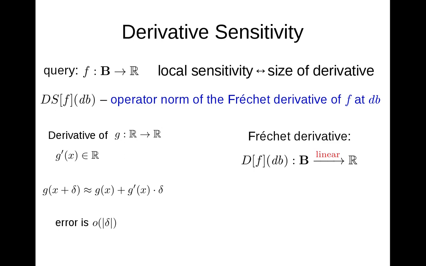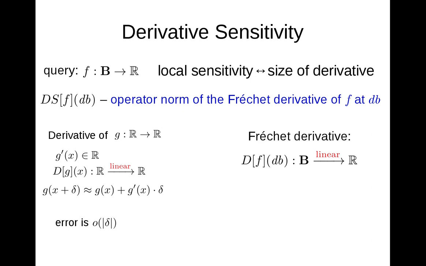Similarly, the derivative of a mapping from a Banach space to real numbers at a certain point db is, well, perhaps not so similarly, a linear operator from the same Banach space to, again, real numbers. Still, it is rather similar if we reword the usual derivative a little bit. So instead of considering this g prime of x as a real number, we could think of this derivative again as a linear mapping from real numbers to real numbers. And well, the only linear mappings from real numbers to real numbers are those that multiply their argument with a constant. So this constant would be this g prime of x.